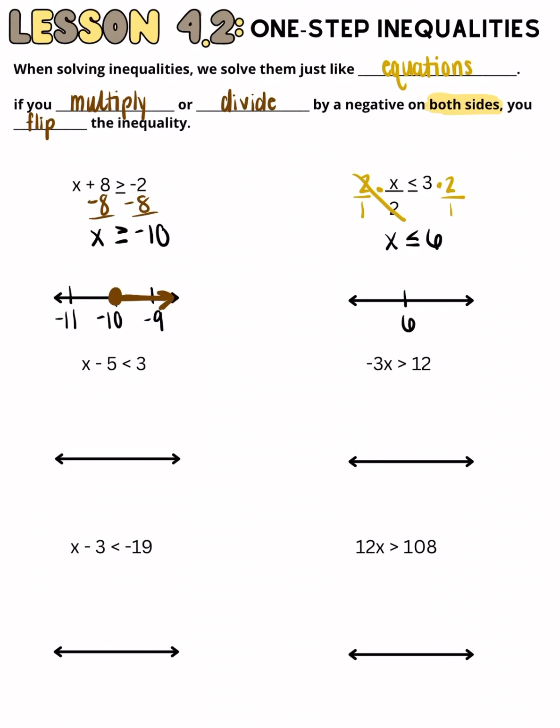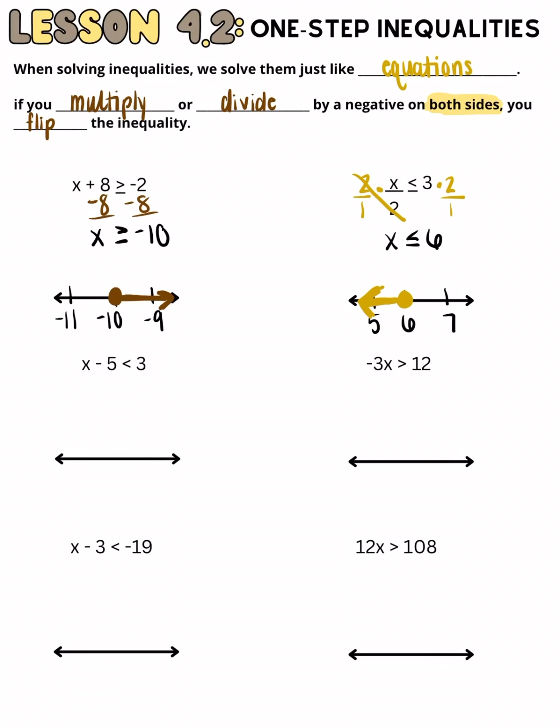So I have 6, 7, and 5. This is going to be a closed circle, and I'm going to go to the left because x is less than or equal to 6. I'm going to the left to show what x could be. If x is less than or equal to 6, x could be 5, it could be negative 7, it can be 0, it can be 6, but it can't be anything past 6. It can't be 7 or 8 or 1 billion or anything like that.